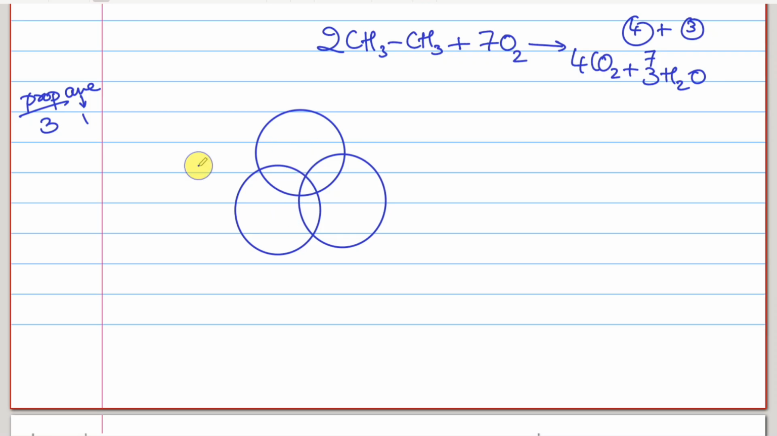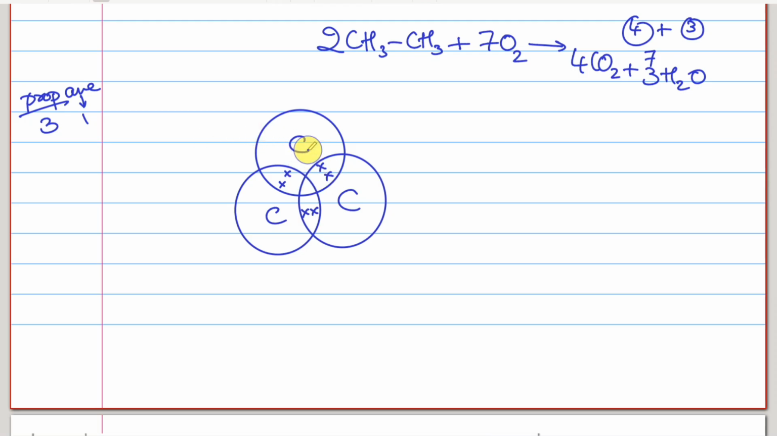C and C, because it is ane. So the bond between two carbons will always be a single bond. So single bond between these two, single bond between these two, and single bond between these two. And lastly, every carbon should have formed 4 covalent bonds.